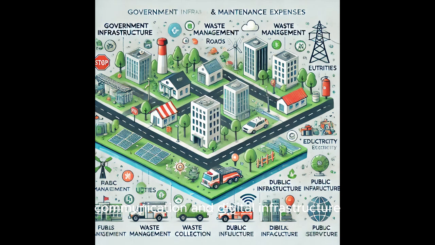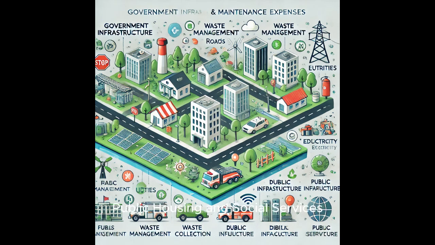Communication and digital infrastructure. In the digital era, governments must invest in technology to ensure efficient services. This includes maintaining city websites and online government services, providing public Wi-Fi in parks, libraries, and government buildings, implementing cybersecurity measures to protect government data, operating communication systems for emergency alerts and public announcements.